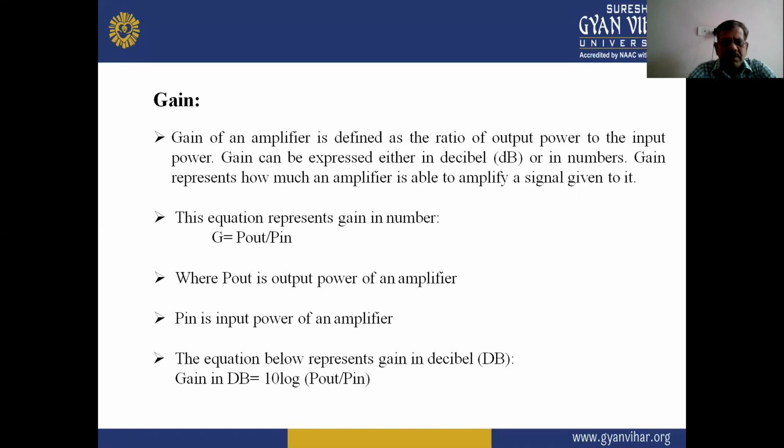So this equation represents gain in number: G equal to P out upon P input, where P out is the output power of an amplifier and P input is the input power of the amplifier. The equation below represents gain in decibel: gain in decibel equal to 10 log P out upon P input.